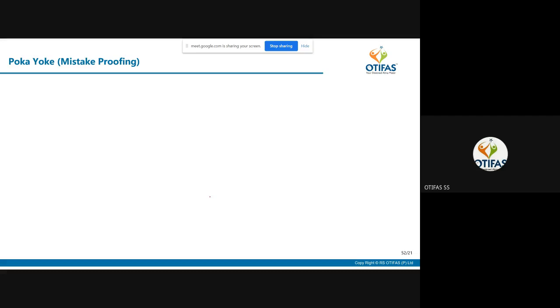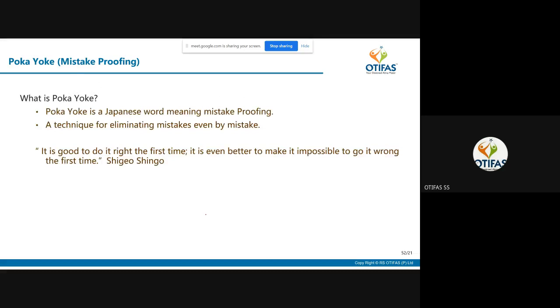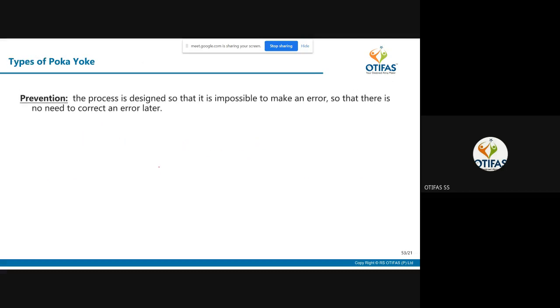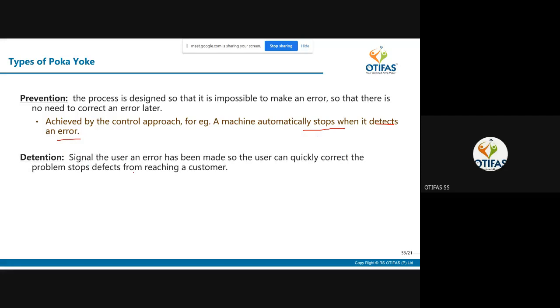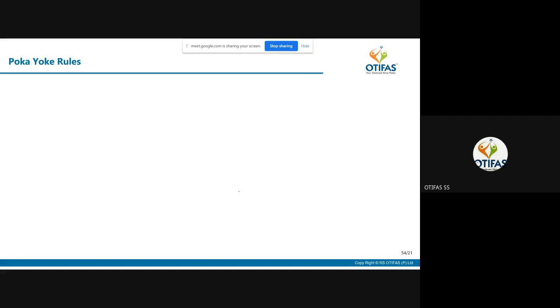So POKA-YOKE is a concept. Whenever you design anything new, think about POKA-YOKE. Mistake proofing. Bring that concept into your designs. It's by Shigeo Shingo, and it is a technique for eliminating mistakes even by mistake. There are different types, like prevention achieved by control, where the machine automatically stops when it detects an error. This is prevention POKA-YOKE. Then detection means a signal that indicates an error, like an alarm or warning signal to stop the process and correct the problem, like an alarm or hooter.